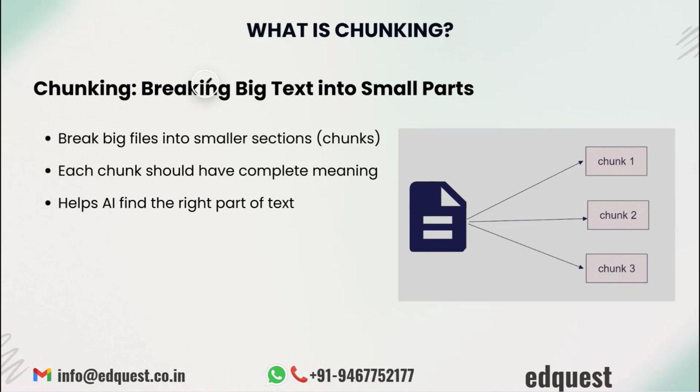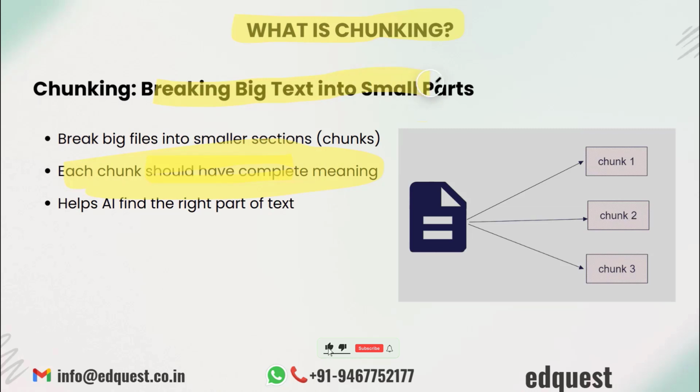So, what is chunking? Now let's talk about chunking. Imagine you have a long 100 pages of PDF. It is too much for the AI to process all at once. So, we will split the document into smaller parts called chunks. Each chunk should carry a complete thought or idea. It is like dividing a book into meaningful paragraphs.